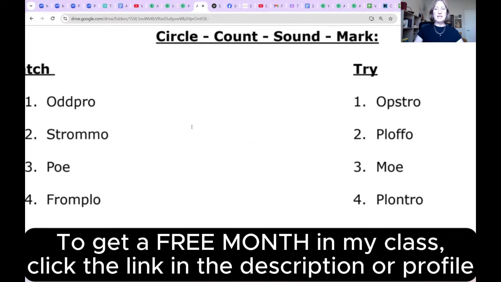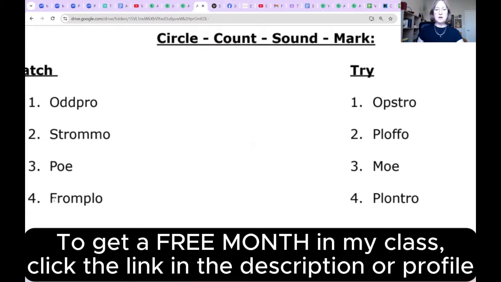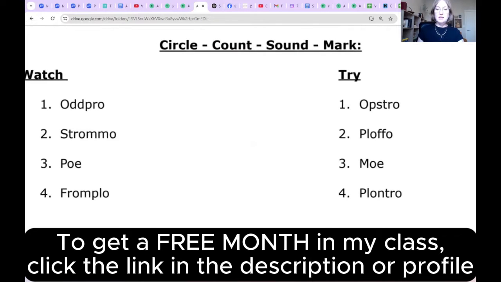Okay, here are our words for today. So let's get marking. Our first word, our first O is going to say ah because there are 2 consonants after it. This O is at the end. It will say O, always. So our sounds are ah, d, p, r, o. Odd pro. Go ahead and try reading yours over here without me.